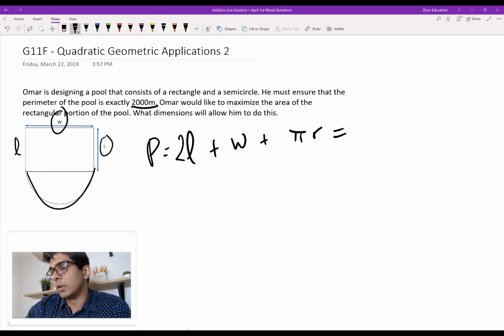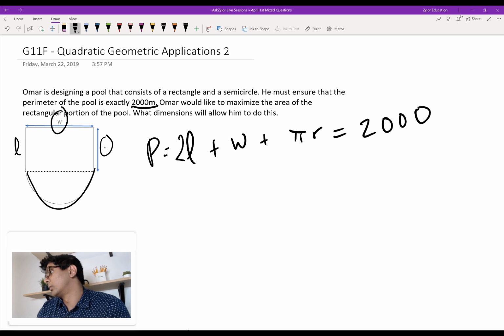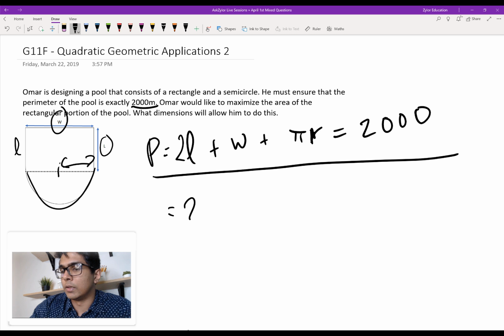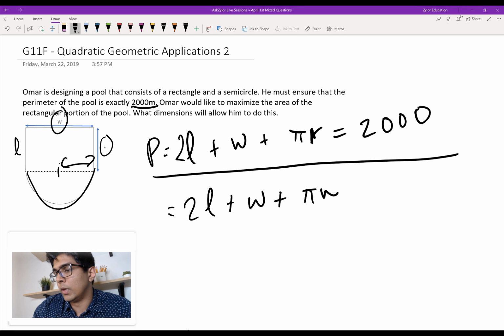So I know my perimeter is equal to 2,000. And I want to get this in terms of two variables, my length and width, because I don't want length, width, and radius. So I know my radius is going to be half of my width. So then I can say 2L plus W plus pi W over 2 is equal to 2,000.